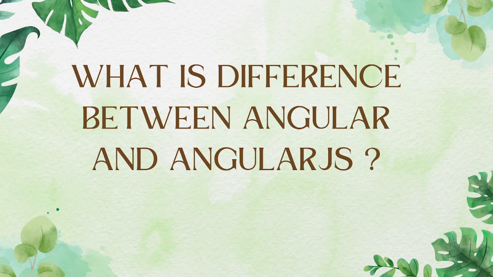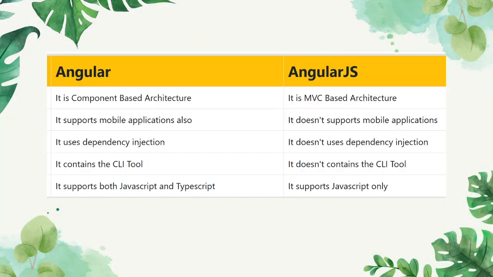Then we all know what is Angular and AngularJS. Here we can see in the table, Angular is a component based architecture. AngularJS is an MVC based architecture. Component based architecture means components are the fundamental building blocks in Angular. In AngularJS, the architecture is MVC based: model, view, controller. Here we build one project using several components, one by one.